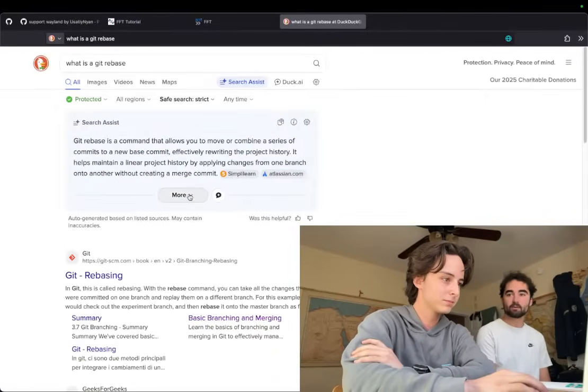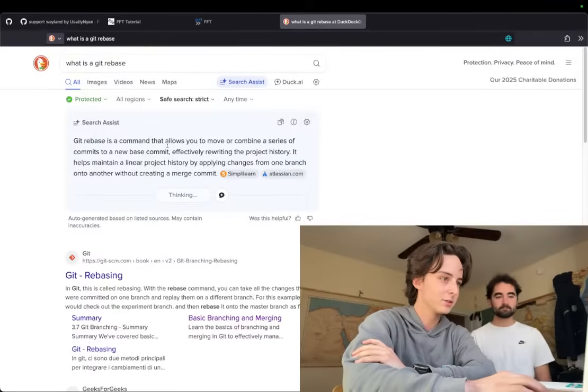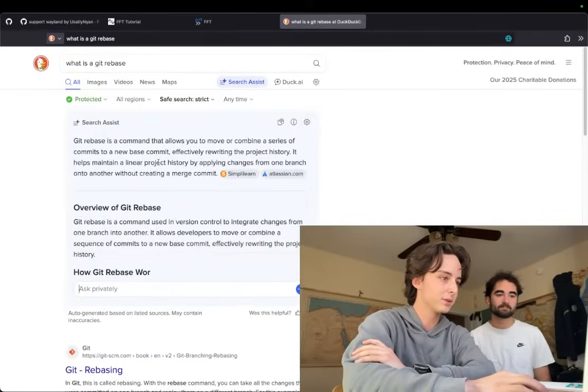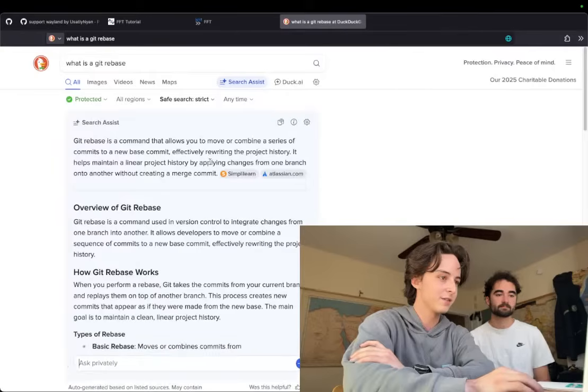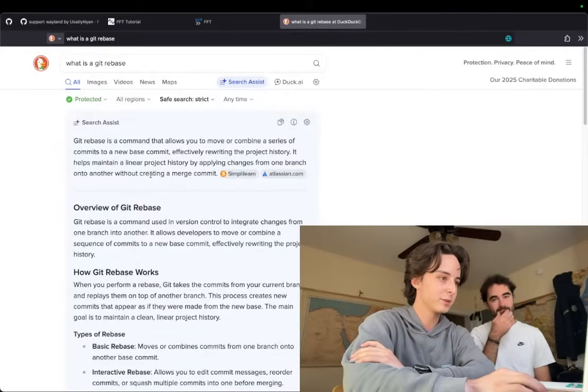Support from Iran, yo, what's up? That's very cool. Allows you to move or combine a series of commits to a new commit. Don't give us a summary. Effectively rewriting the project history. It helps maintain a linear project history by applying changes from one branch onto another without creating a merge commit.